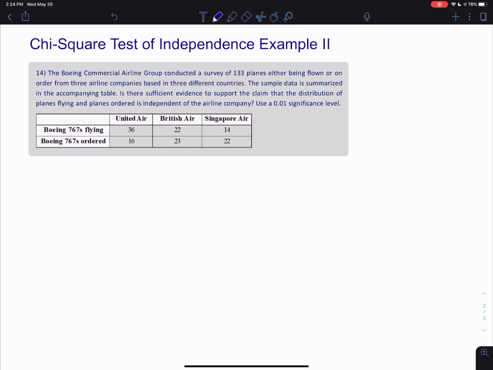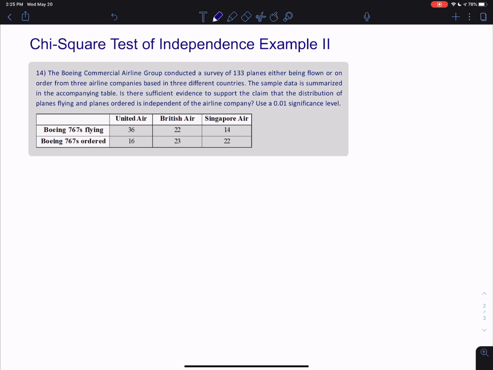Here's my second example. We're looking at number 14 from the worksheet. The Boeing Commercial Airline Group conducted a survey of 133 planes, either being flown or on order from 3 airline companies based in 3 different countries. The sample data is summarized in the following table. So you have the contingency table here, where you're going to need to produce the sums.